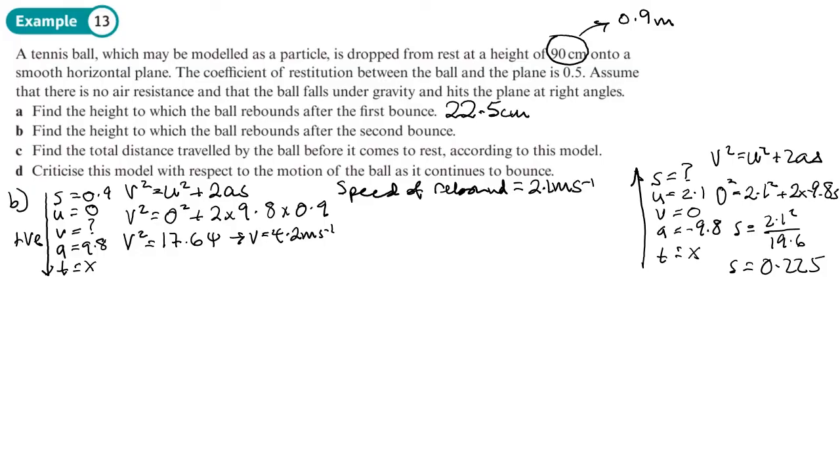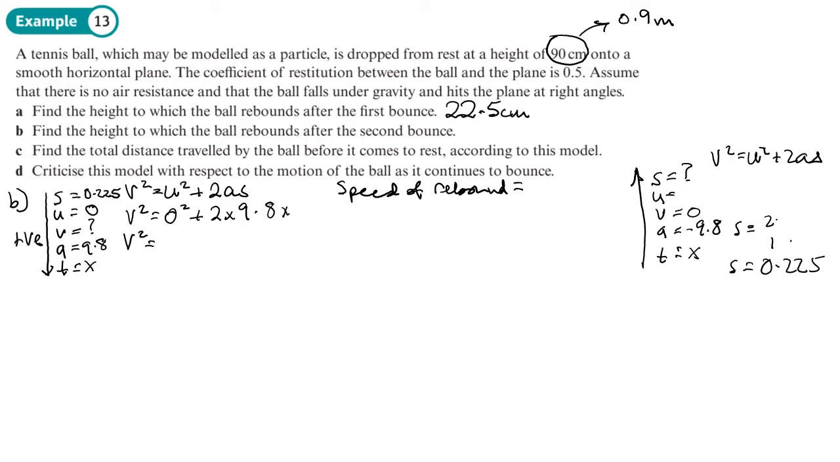Because on the second bounce, the only thing that's different is now the height. It's not 0.9 anymore. It's now 0.225. So anywhere we've got 0.9, we can put 0.225. So I'll use some of this again, like this. Save me writing it all out again. That means that this U is going to be different, isn't it? Some of this is going to be different, so let's get rid of that.